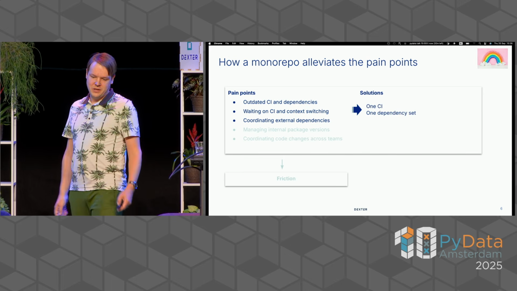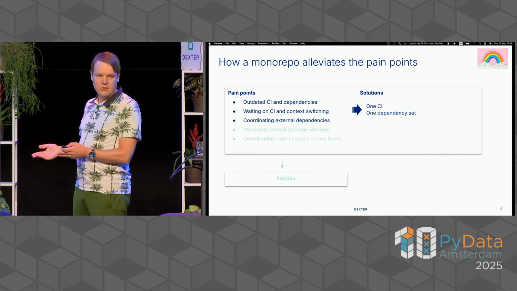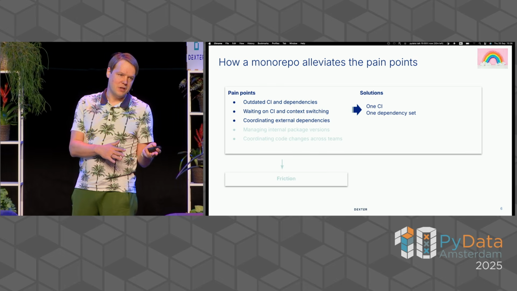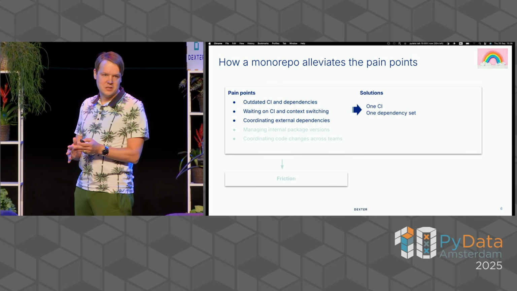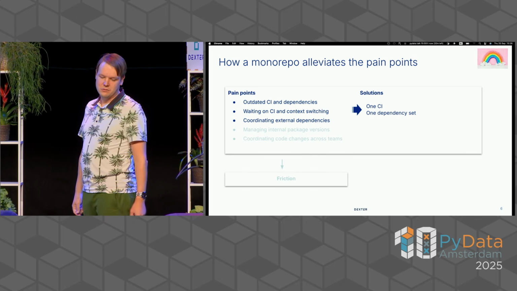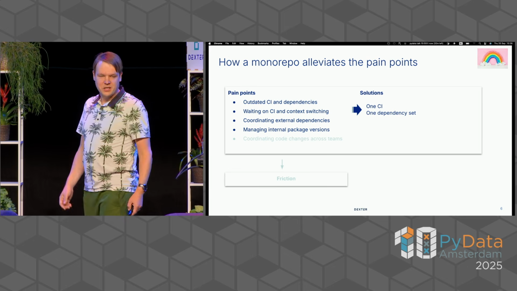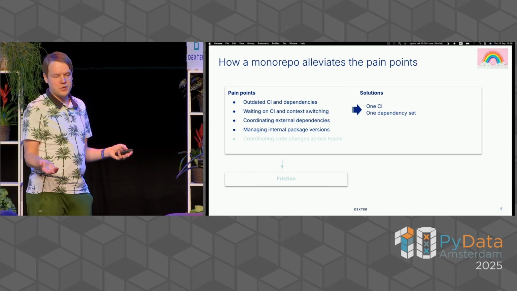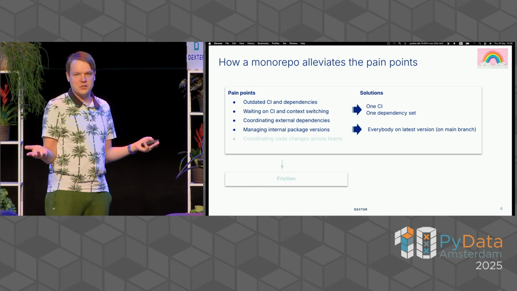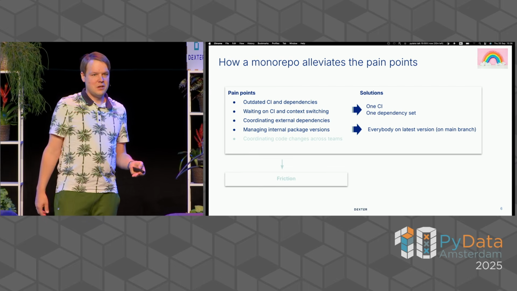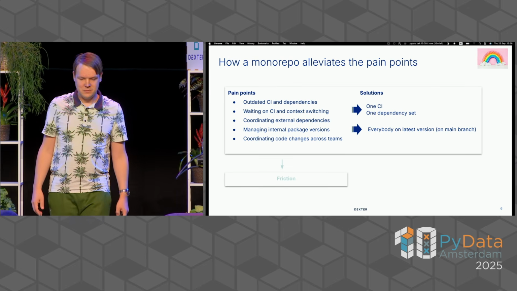Well, if you look at the first three, then you would make your life a lot easier if you only have one CI pipeline and one set of dependencies. Then you don't have all this coordination that you need to do. The managing of internal package versions basically also disappears because there are no internal package versions. Everybody is just on main, which really helps.